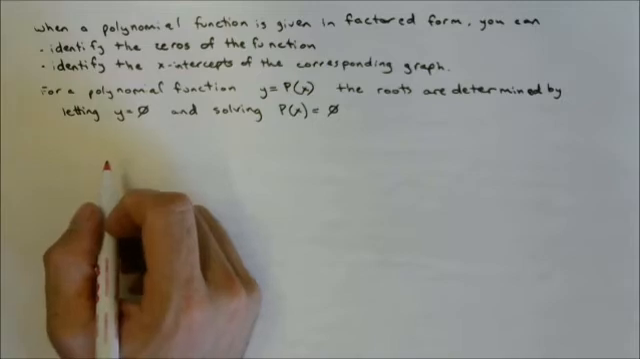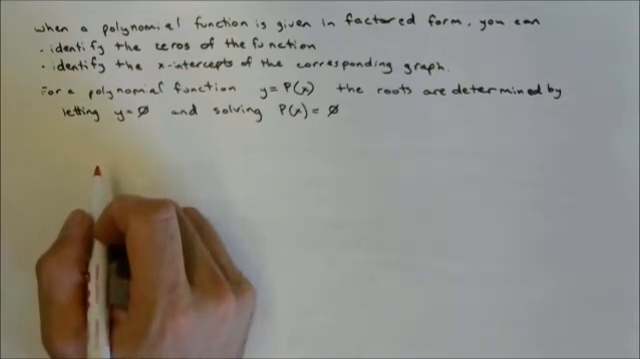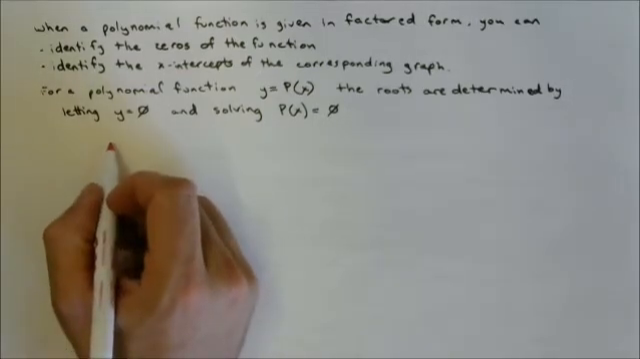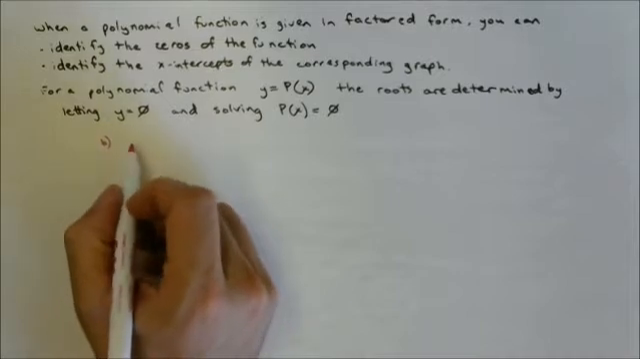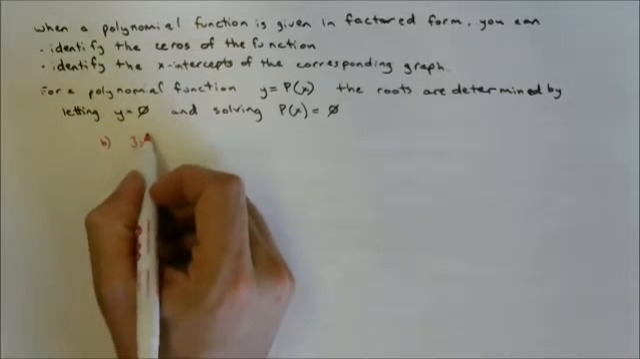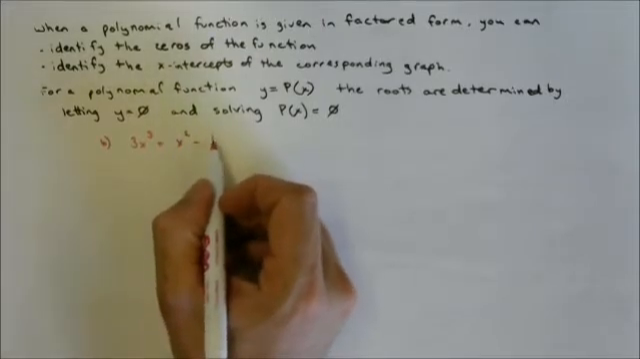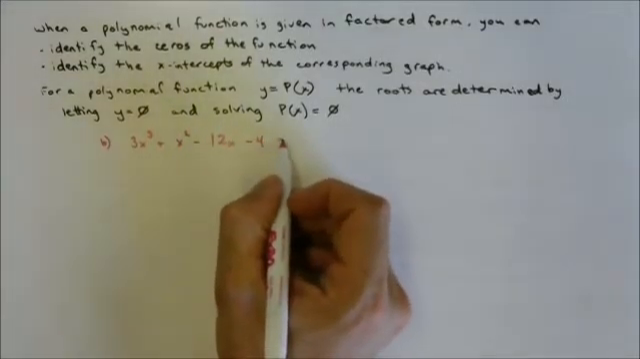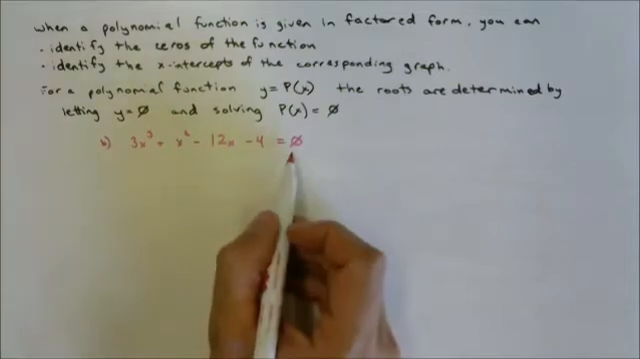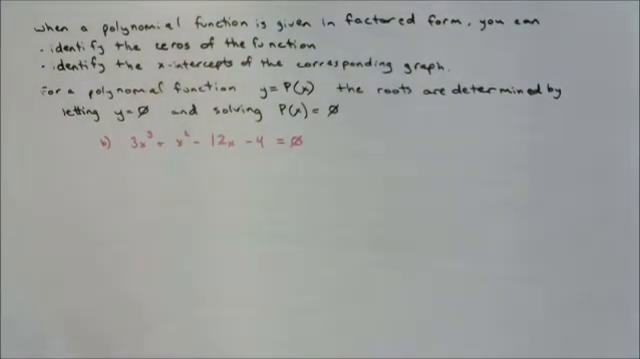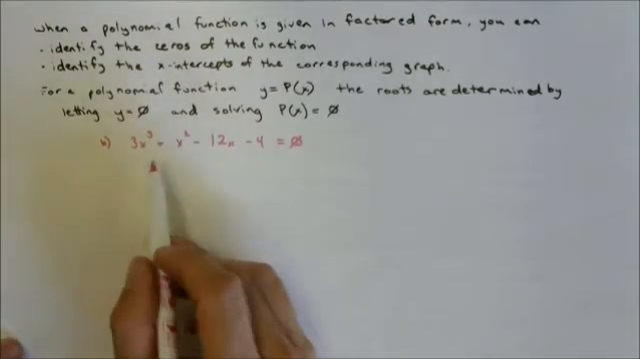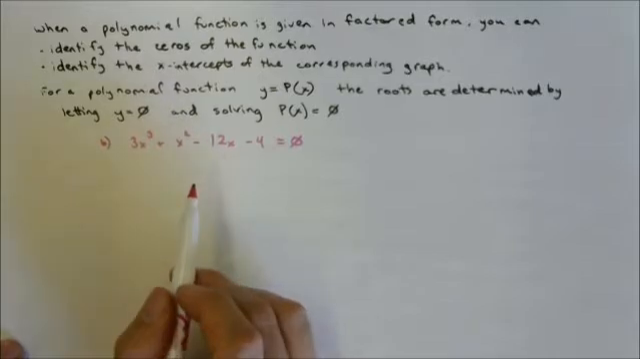In B, we are given a cubic that has a constant at the end. We've got 3x cubed plus x squared minus 12x minus 4 equals 0. Notice it's already set equal to 0, so I can simply follow the steps that I know in order to solve this. And one of the strategies for solving a cubic with 4 terms is to factor by grouping.